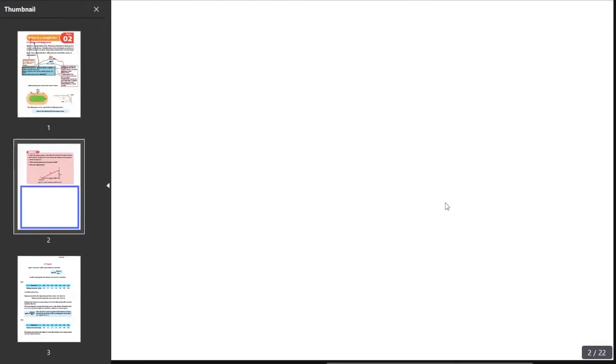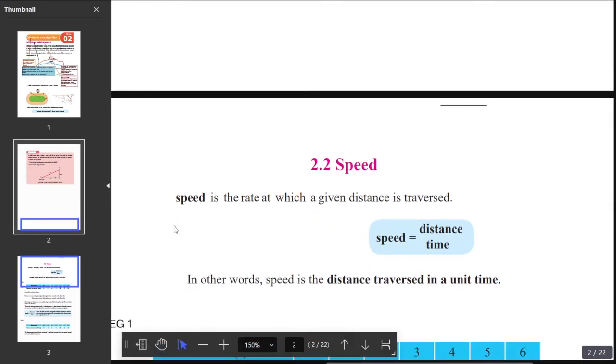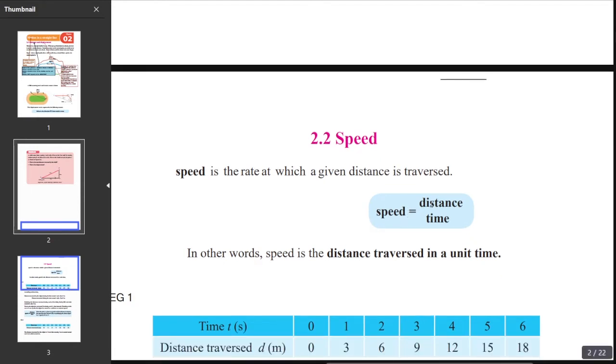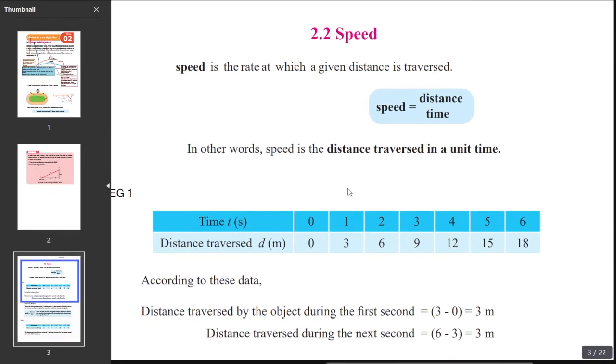Okay. Next to that, the speed we did that day. Again, I repeat, what is the speed? Speed is the rate at which a given distance is traveled. That is, speed is equal to distance by time. In other words, speed is the distance traveled in a unit time. These things we did that day.